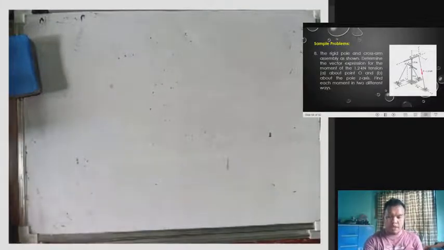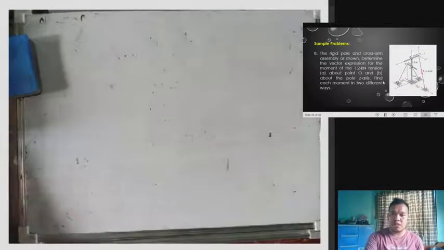Okay, so we have here the rigid pole and cross arm assembly as shown. Determine the vector expression for the moment of the 1.2 kilonewton tension about point O and about the pole Z axis from each moment in two different ways. So yung two different ways, hindi na natin siya gagawin, no? Isang beses lang natin siya i-solve, para hindi tayo masyadong mahirapan.